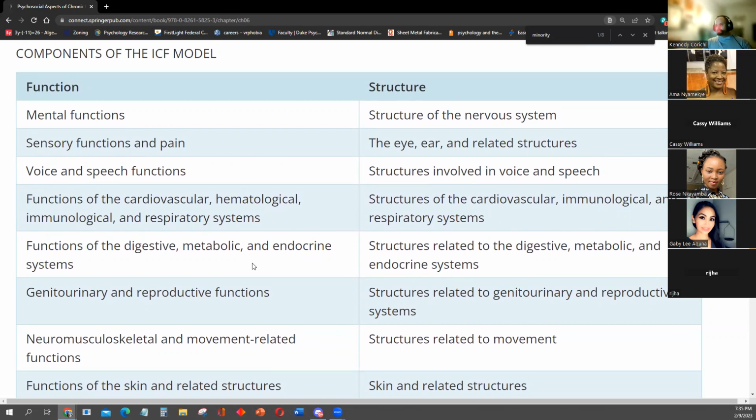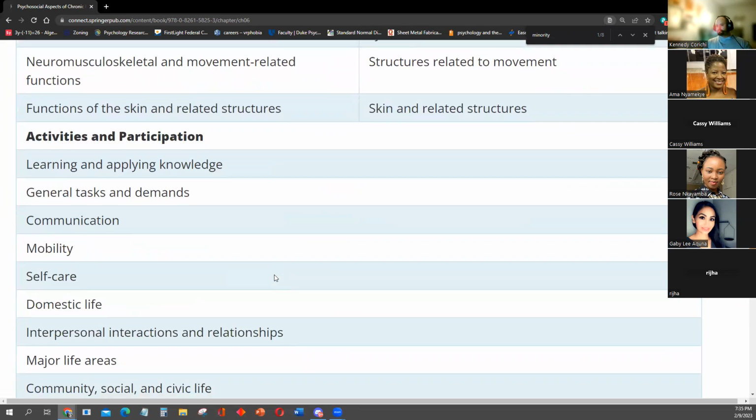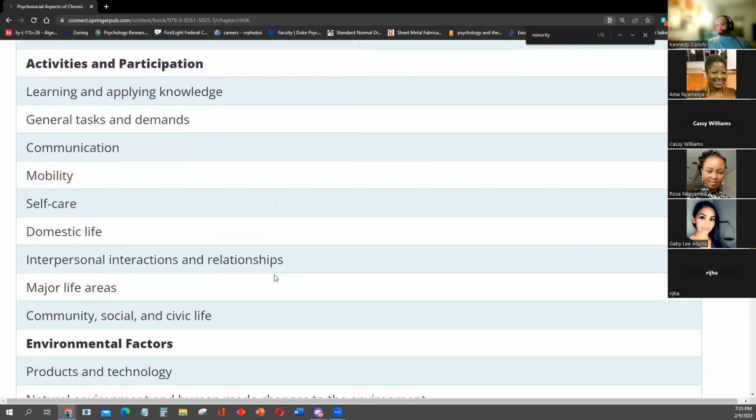So the functions of the digestive, metabolic, and endocrine systems, it talks about all of that. And over here, it talks about your activity and participation. If you go up a little bit, I had that on a slide, so I just took a few out. The activities and participation, they look at that.